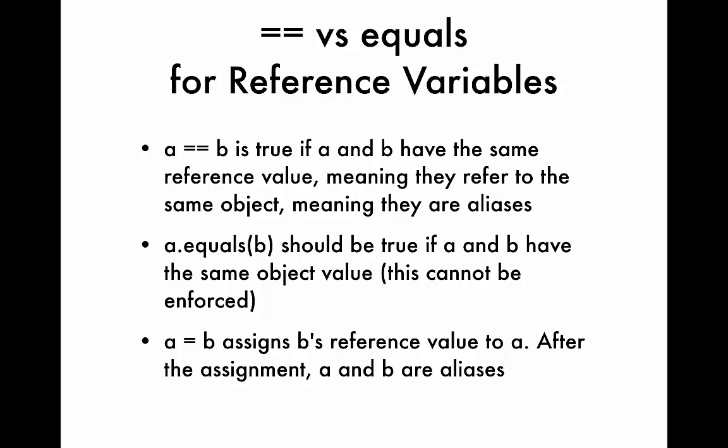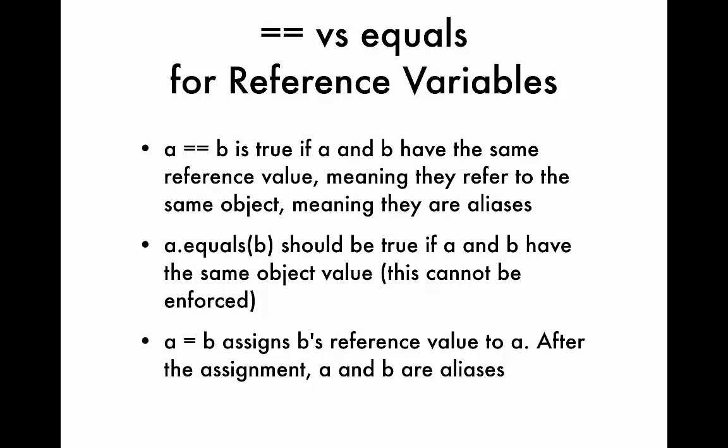The distinction between aliases and independent object values is captured in the two ways that Java can check for equality. One way is with the built-in equals equals operator. This returns true for reference variables if the two variables are aliases. The equals method, on the other hand, should return true anytime two reference variables point to objects that happen to have the same value. Finally, you should know that every time you make an assignment from one reference variable to another, you are creating aliases.